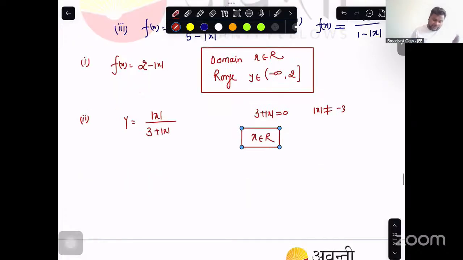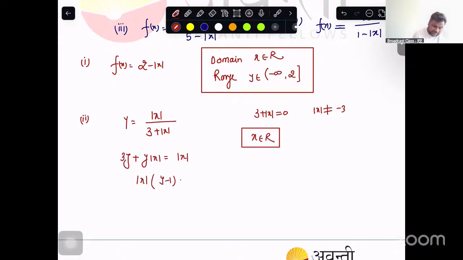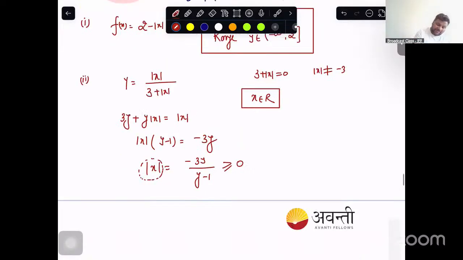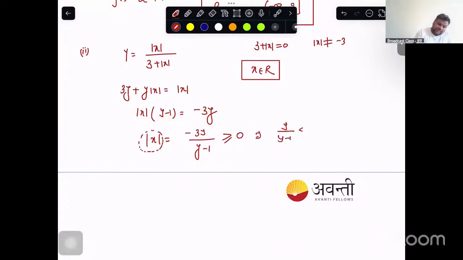Now if I talk about the range, cross multiply. So 3y plus y times mod x is mod x. So mod x into (y minus 1) is minus 3y. So mod x equals minus 3y upon y minus 1. Now see, this mod x is always going to be more than or equal to 0. That is the range of mod x. That means this minus 3y upon y minus 1 should also be more than or equal to 0. That means y upon y minus 1 should be less than or equal to 0.